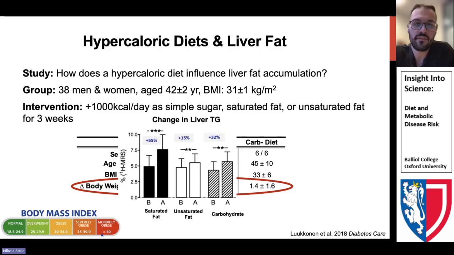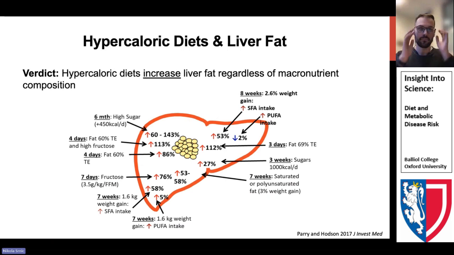Exactly. So liver fat went up in all groups. So regardless of what people were consuming, if they were consuming extra calories and gaining body weight, liver fat went up. Interestingly, the liver fat did go up by different amounts in different groups, but we're going to revisit that thought a little bit later on in the presentation. So again, this was one study that overfed people extra calories and liver fat went up. But what have other studies done?